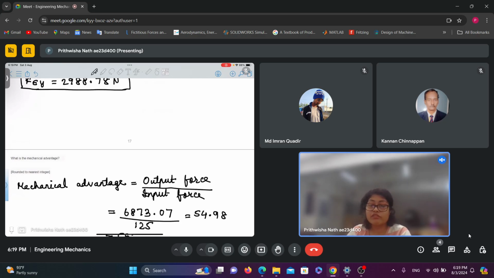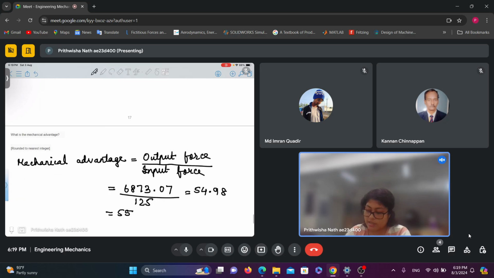And finally we have to find out mechanical advantage, which is equal to output force by input force. Output force is the force obtained at A, and the input force is 125 Newton, which is applied. This is approximately 55.